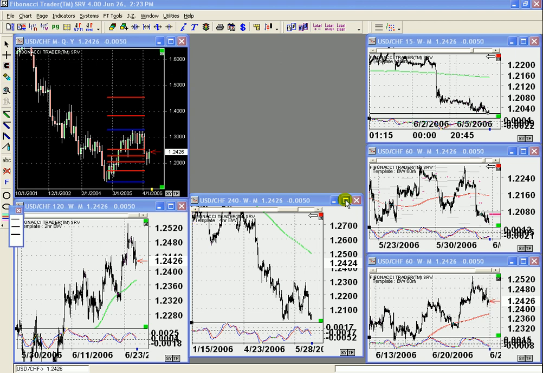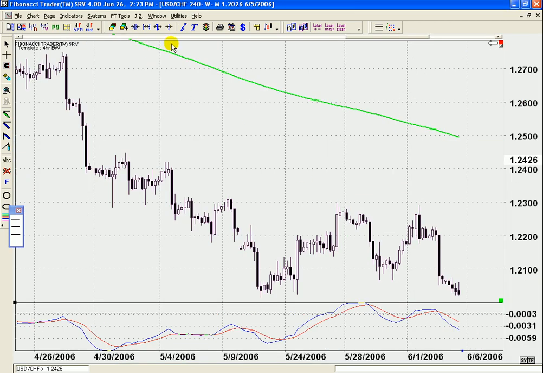Okay, we're looking at the Swiss franc, US dollar Swiss franc, and what I want to show you here is we've had this nice trend down, nice downtrend, and the downtrend line has been broken. Price has moved in these nice ranges here, as we can see.